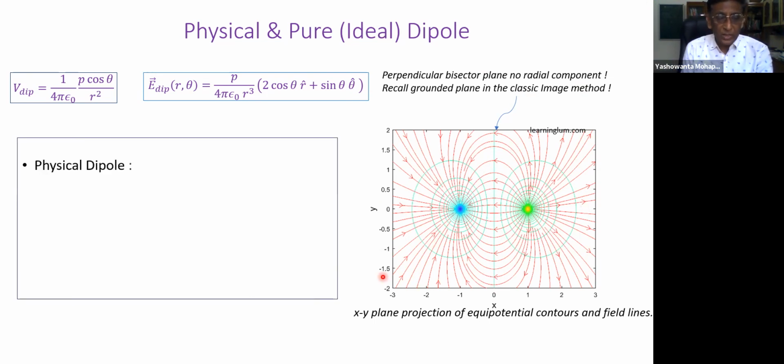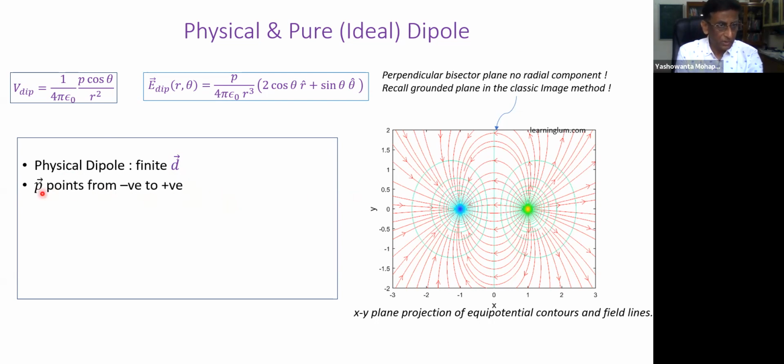Some points to make: for physical dipoles, we have finite d. Whenever we take into consideration in our analysis the finite separation between the two charges, this is called a physical dipole. If you make it so close that d is very, very small, then I call it an ideal dipole. And remember that by convention, the dipole moment vector p points from negative to positive.